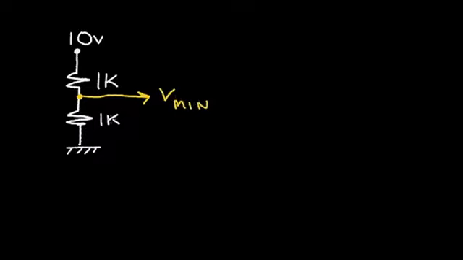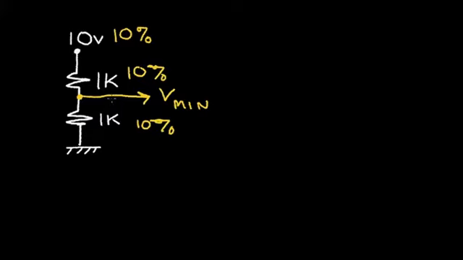I want to assume that the 1K resistors have a 10% tolerance. So this resistor can either increase or decrease by 10%. And the power supply also has a 10% tolerance, so it can go up or down by 10%. So under these conditions, with the variance of the resistor and the power supply, what is the minimum voltage V min measured from ground across the bottom 1K resistor? So go ahead, put the video on pause, and then we'll come back and solve the problem.